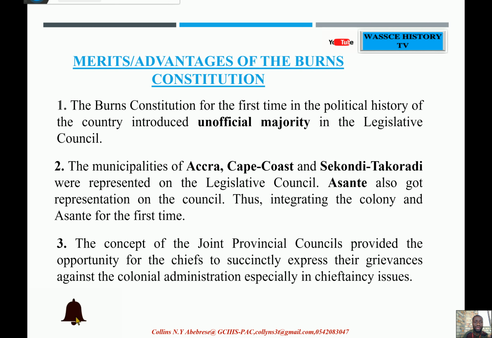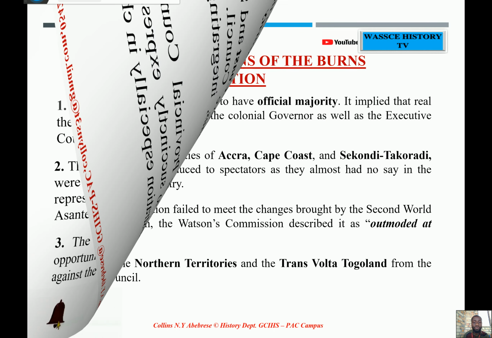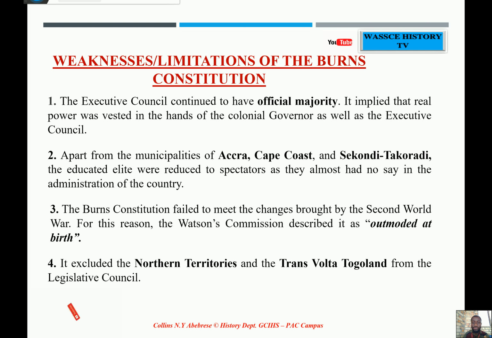You can think through and then add some of the merits of the 1946 Constitution. But of course, this is what I can have for you. So let's look at the weaknesses of the Constitution.